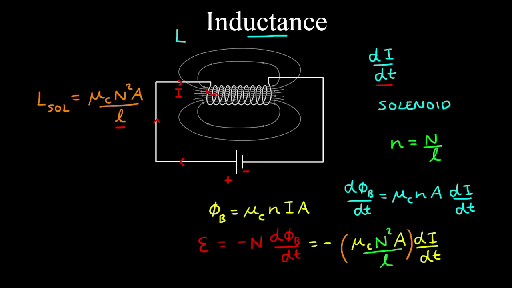So in general, we can write Faraday's law applied to an inductor as minus the inductance by the change in current. So that takes on a similar form to this equation that we derived, where in the brackets we have the inductance of a solenoid.